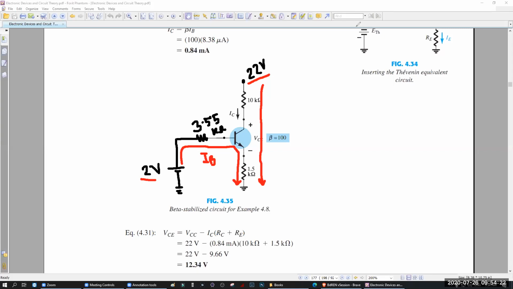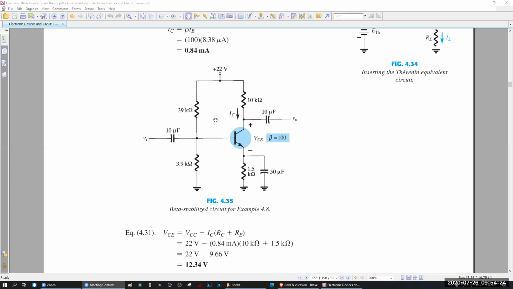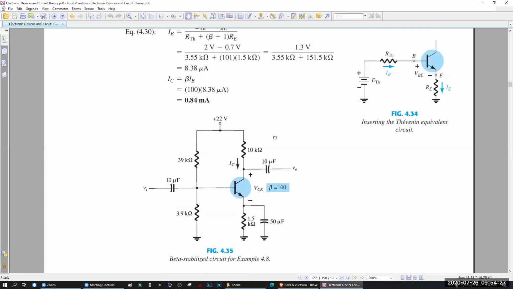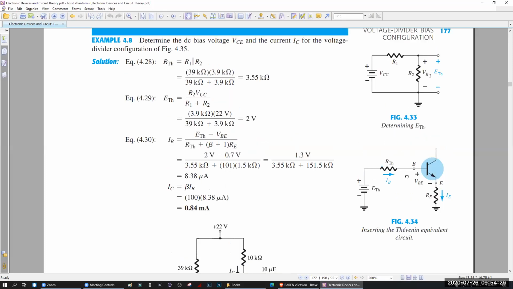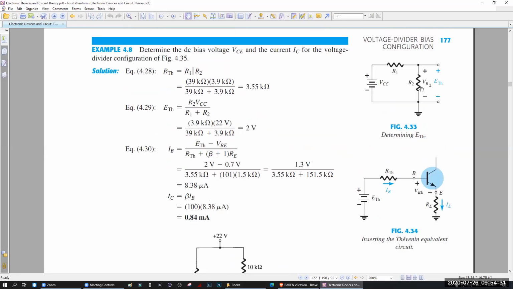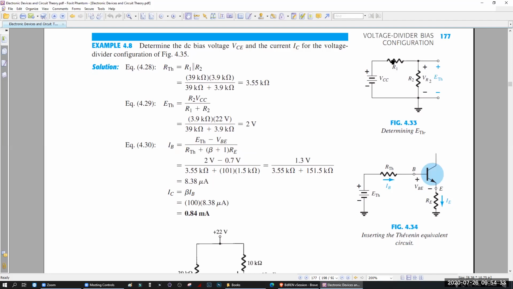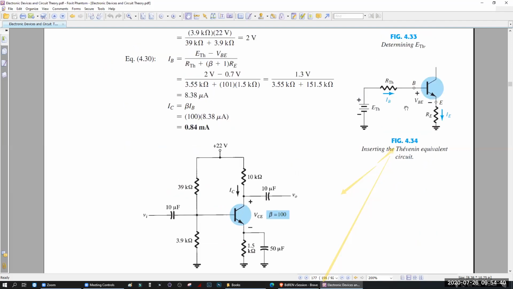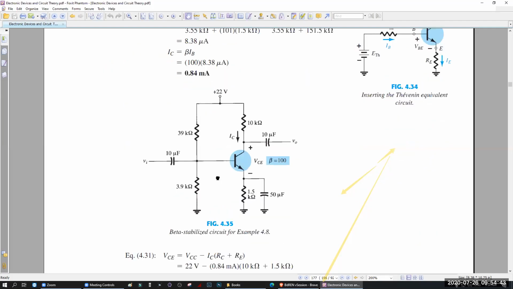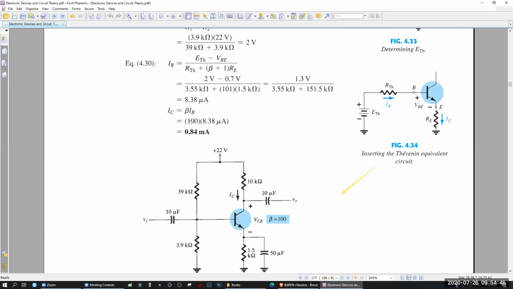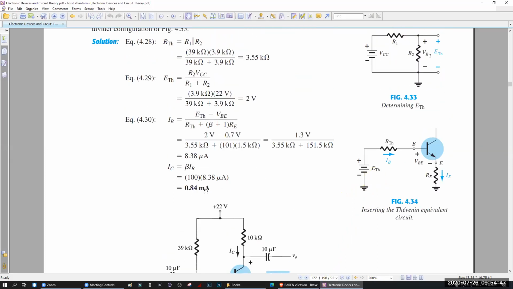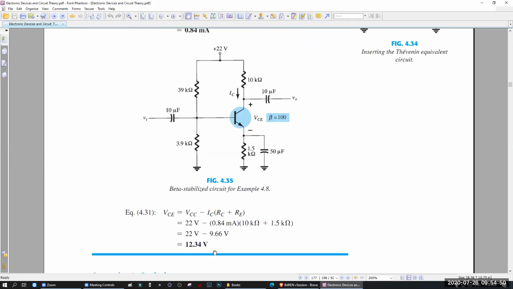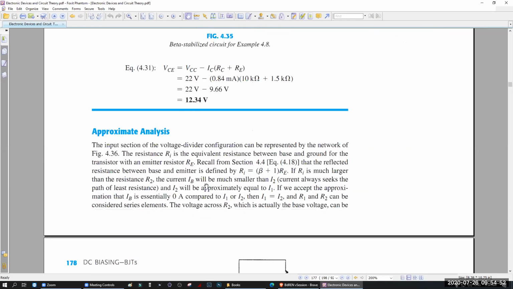Okay. So what you have to do is convert the voltage divider bias to an emitter bias. After that, see something like this. At first we did that. Remember the 39 and 3.9. Now you have to do this. Then combine everything, and then you can find IB, IC, VCE, and everything else. Okay? Yes, sir. That is called the voltage divider bias.